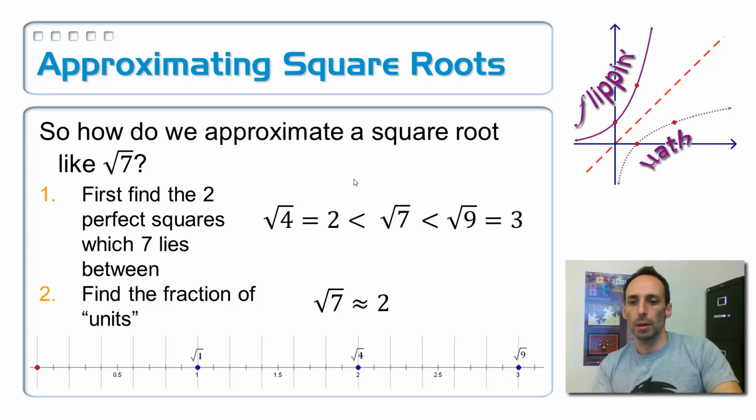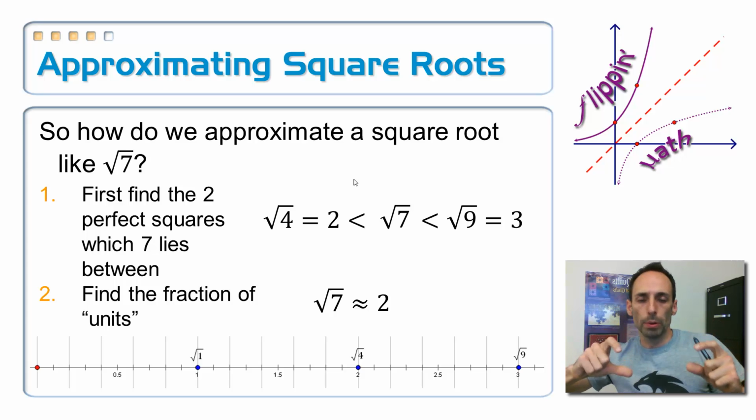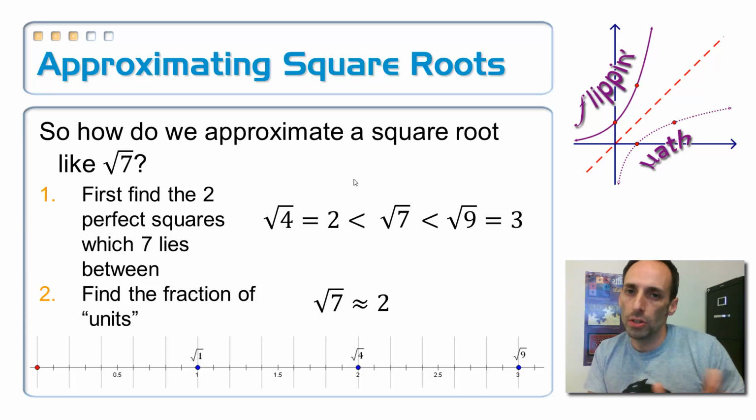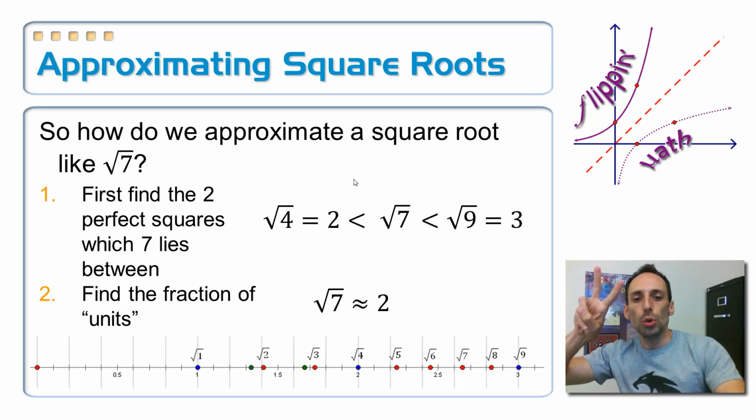So that's the second part, and that's to find the units of the fractions. Remember what we discovered: each of the square roots takes the interval in between the perfect squares and divides it up. It doesn't divide it up equally, but it's approximately so. So that's what we have to do. In between the square root of 4 and the square root of 9, how many units are there?